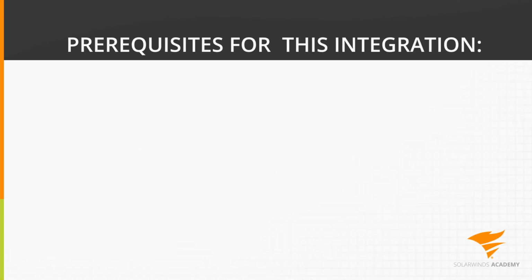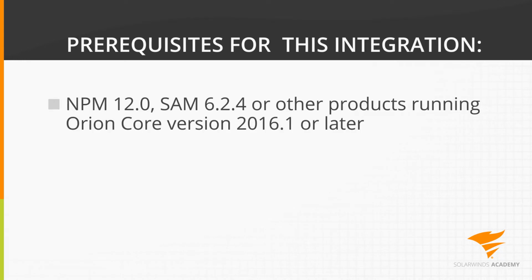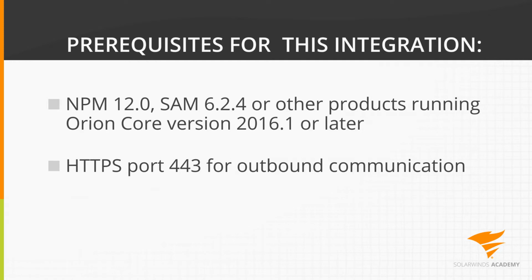Make sure to review a few prerequisites before moving forward. This integration will require NPM 12.0, SAM 6.2.4, or any other Orion platform product running core version 2016.1 or later. The communication between the SolarWinds server and the ServiceNow instance uses HTTPS port 443. Be sure to open this port for outbound communication.